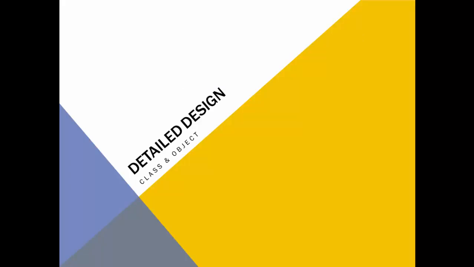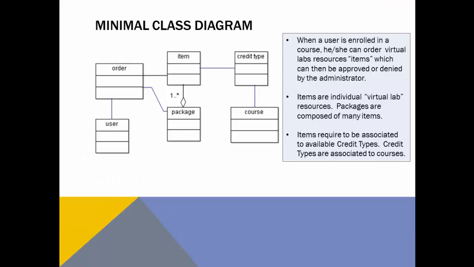Detailed design. This is the minimal class diagram. Here we can see that users can place orders, and orders are made out of items and packages. Items must be associated to a credit type, and credit types must be associated to a particular course.